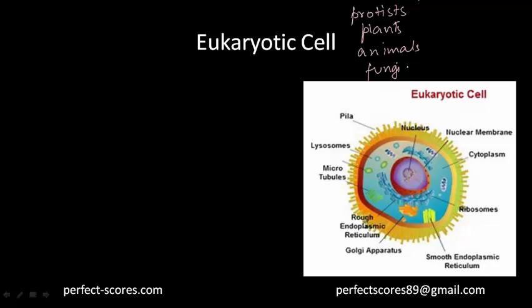In eukaryotic cells, there's a lot of compartmentalization of cytoplasm because there is presence of membrane-bound organelles. That is the most important characteristic of a eukaryotic cell. They have an organized nucleus that has a membrane around it. That is also one important part.